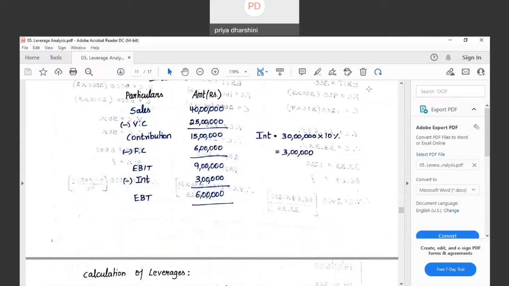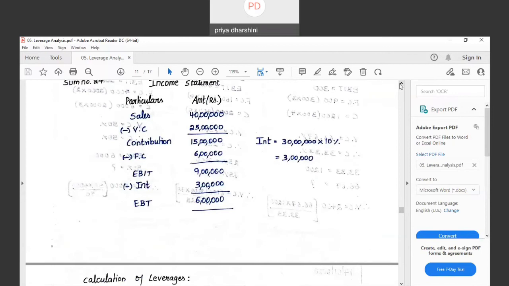Is this sum understood? Right. Now come to exercise sum number 10. Exercise sum number 10. A firm has a sale of 40 lakhs, variable cost of 25 lakhs, fixed cost of 6 lakhs, 10% debt of 30 lakhs, equity capital of 45 lakhs. Calculate operating and financial leverages.